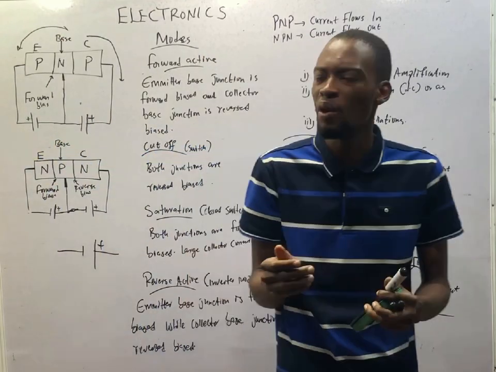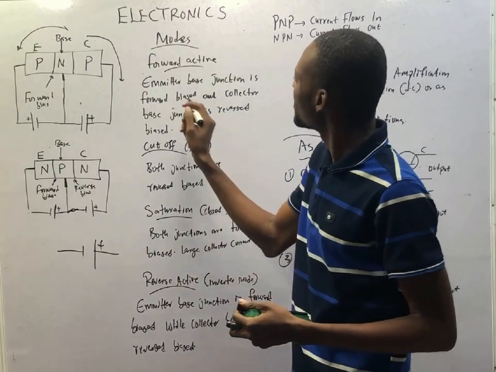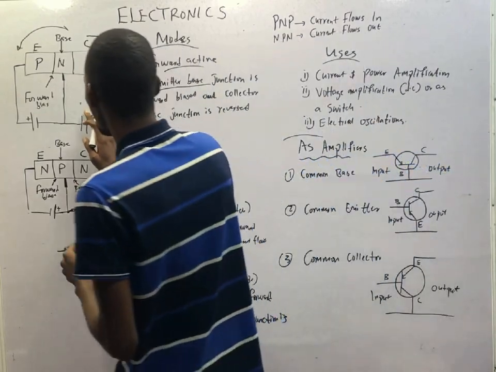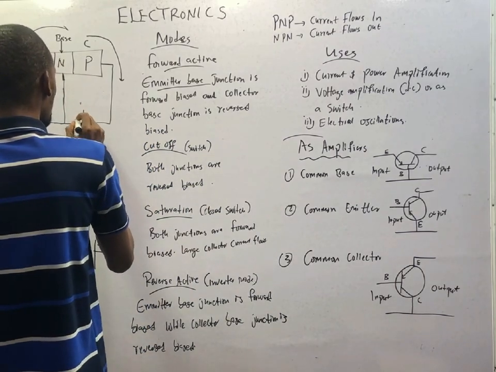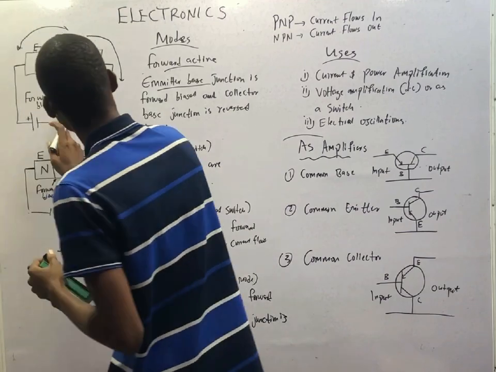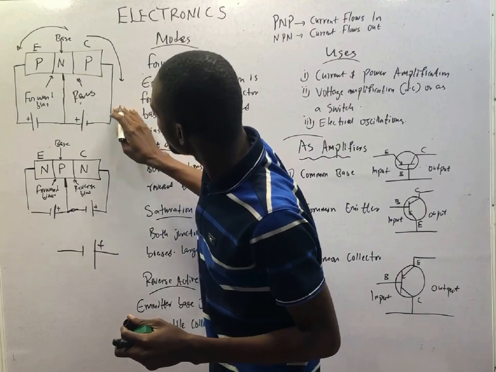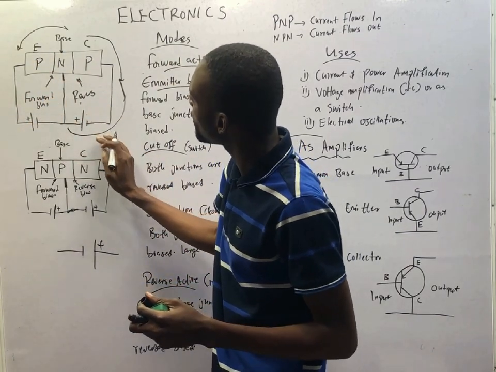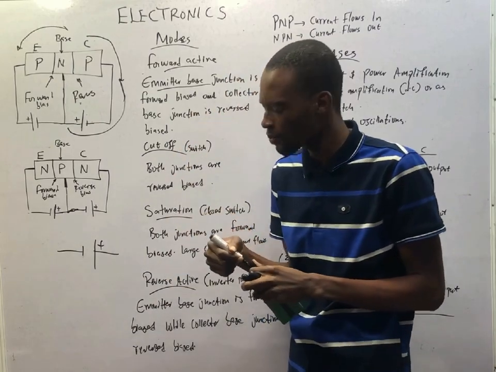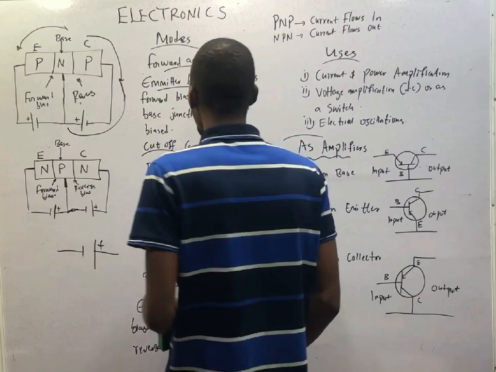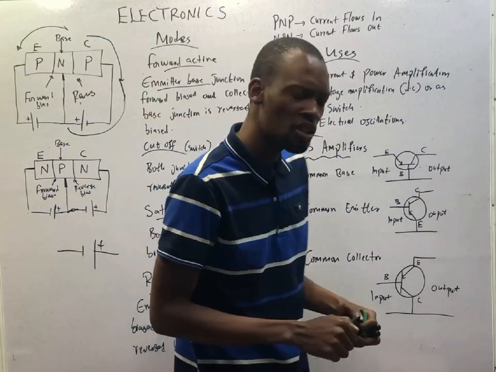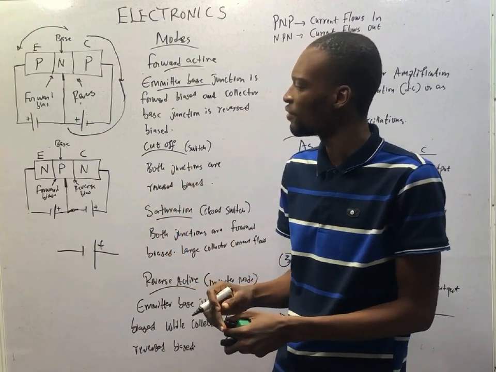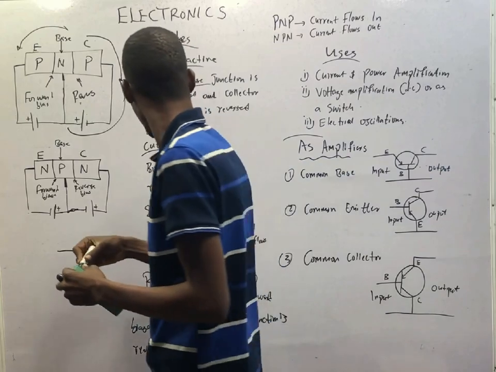When a transistor is in forward active mode, it simply means that the emitter base junction is forward biased and the collector base junction is reverse biased. As we can see here, this is the base, this is the collector base, because the base is common: collector base, emitter base. The emitter base junction is forward biased, the collector base junction is reverse biased. So this is forward active. And when the junction is forward active, a very high forward current will flow. While operating a transistor, always make sure that the emitter base junction is forward biased, so that as much current can flow. Then a transistor can be set up in cutoff mode.